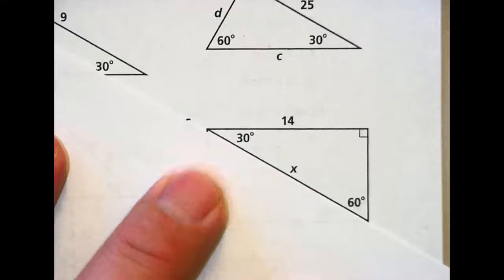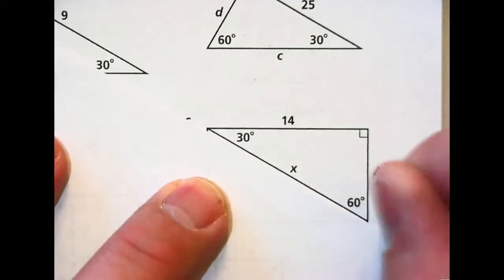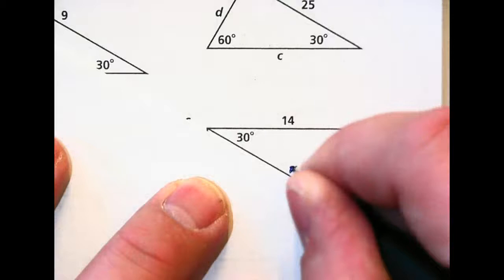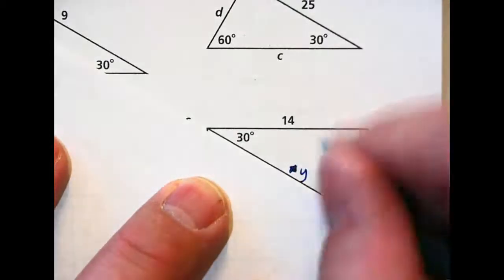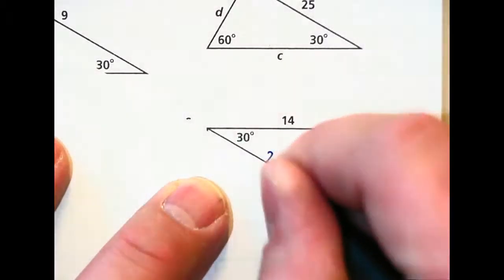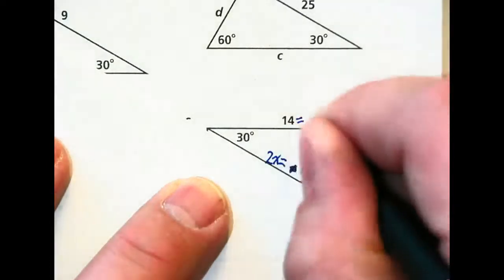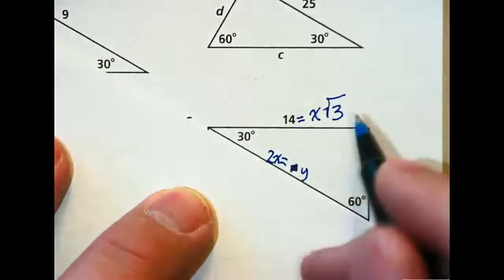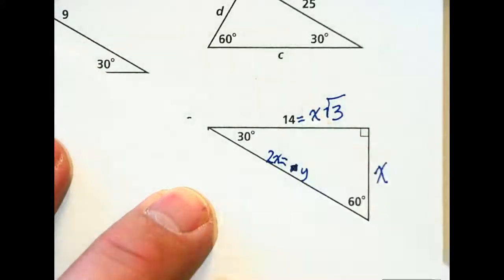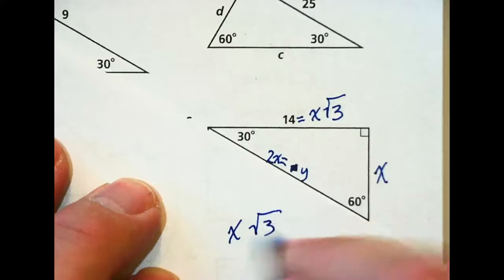If I just look at it like that, this is length x, which is kind of confusing, so maybe change your variable. Let's call that y or something. If that's x, this length over here is 2x, so 2x would equal y. That side's x, and this side is x root 3. So this is the side we can solve. We know x root 3 equals 14.